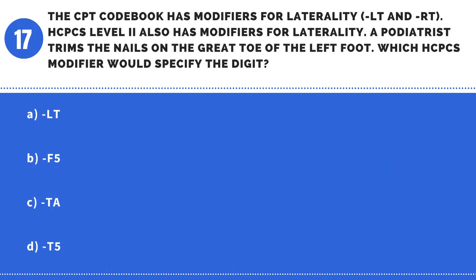Question 17. The CPT codebook has modifiers for laterality, LT and RT. HCPCS Level II also has modifiers for laterality. A podiatrist trims the nails on the great toe of the left foot. Which HCPCS modifier would specify the digit? A. LT. B. F5. C. TA. D. T5.